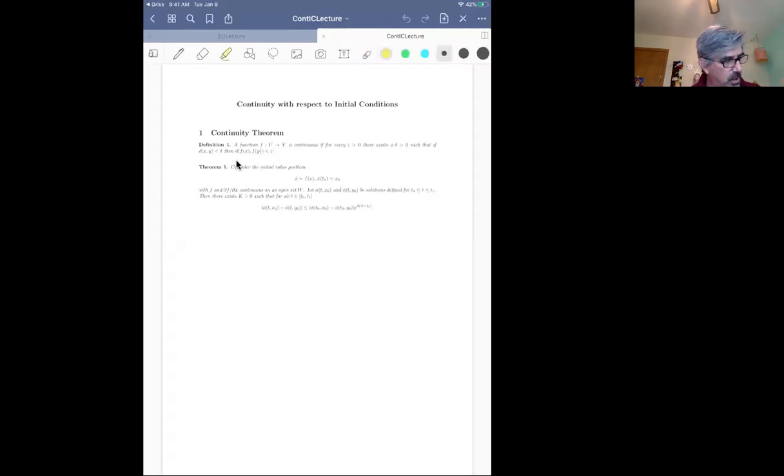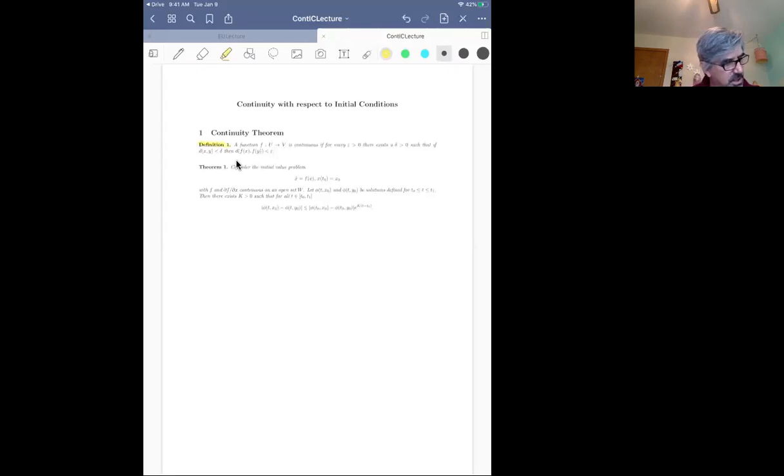So on here, I have started off up at the top with a reminder of what the definition of continuity is. And then I'm going to draw a picture and show you what that implies about flows to differential equations. A function f is continuous if for every epsilon greater than 0, there exists a delta greater than 0, such that if the distance between x and y is less than delta, then the distance between f of x and f of y is less than epsilon.